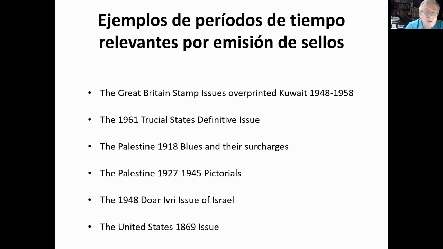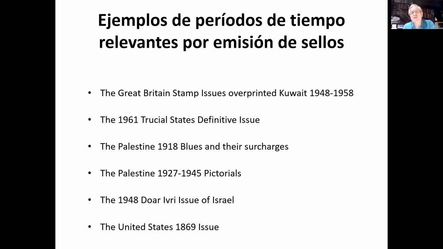The next title, the 1961 Trucial States definitive issue, actually comprises only one series of stamps, which was issued in 1961. The issue was almost entirely used only in the Trucial State of Dubai, and as such lends itself only really to a one-frame exhibit. But again, from the title, it's very clear what the scope of that exhibit is.